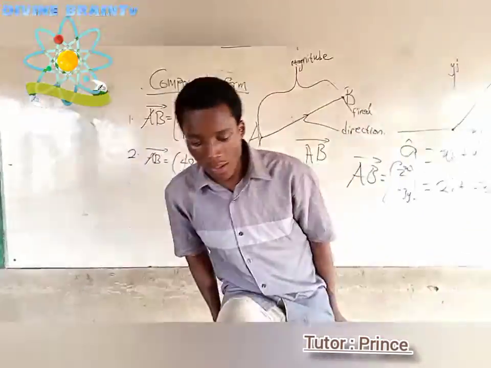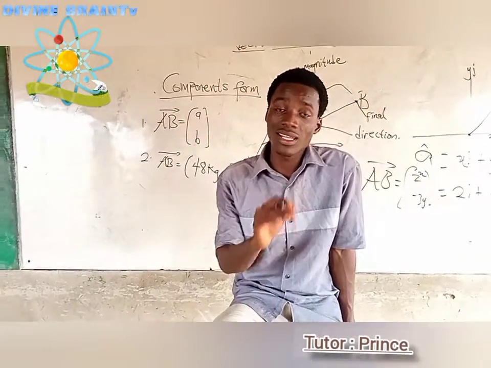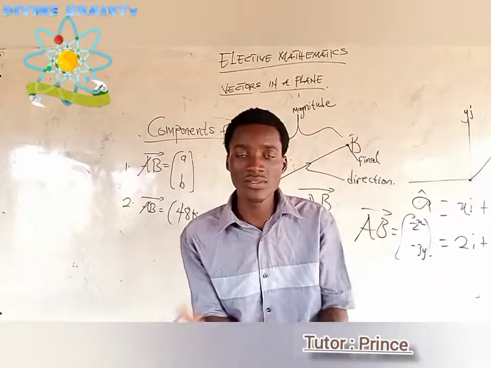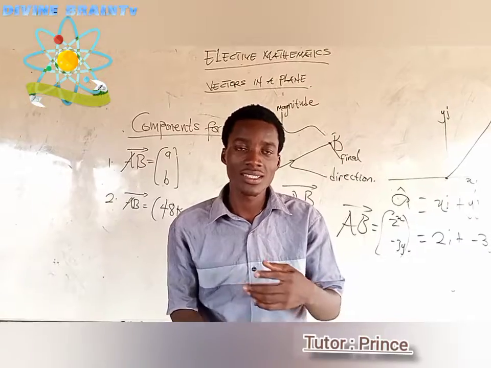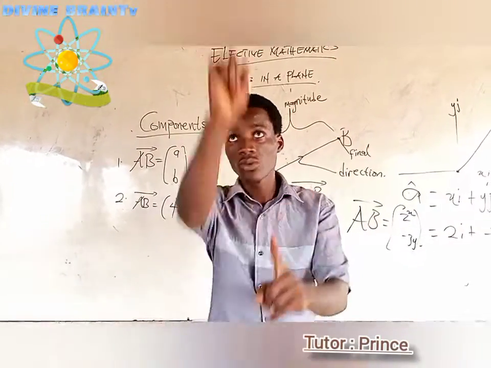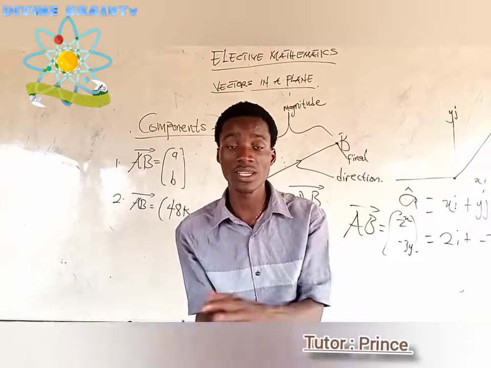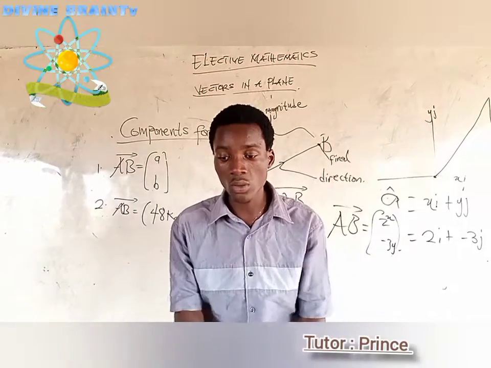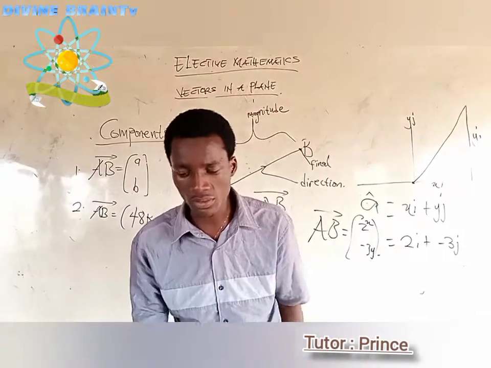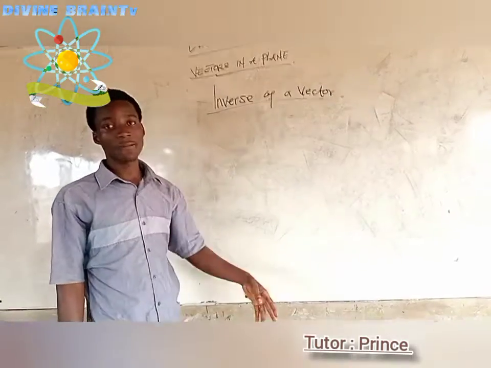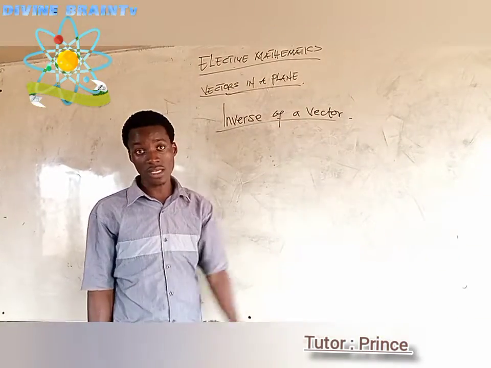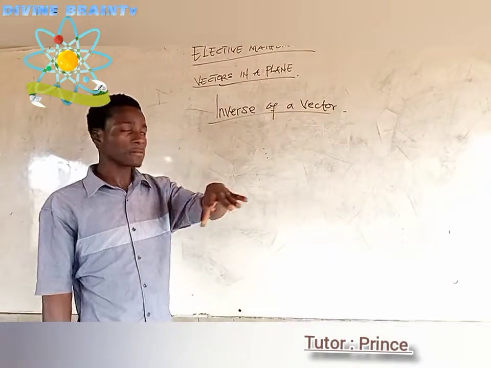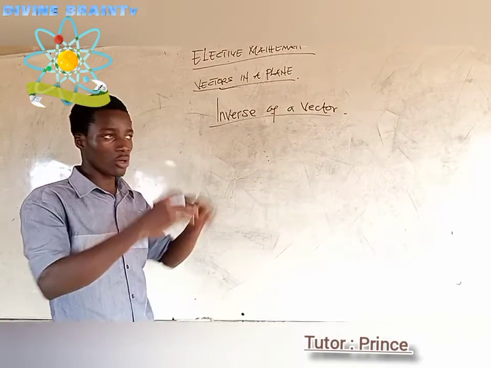Good. And then we are going to talk about the last part of the introduction, that is the inverse or negative of a vector. When you say inverse, it's like it is turned upside down, it goes to its opposite. Negative: if it is not positive, it is negative. So if you see inverse or negative, they are the same thing. This is the latter part of the introduction to vectors in the plane. Inverse means the opposite of it: opposite of positive is negative.